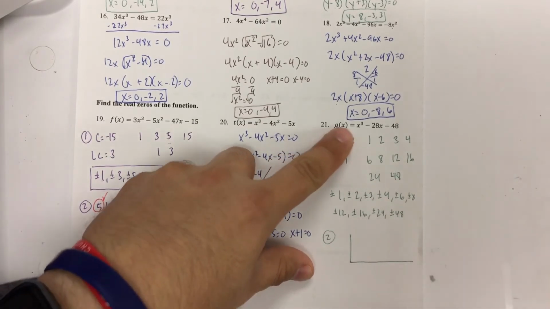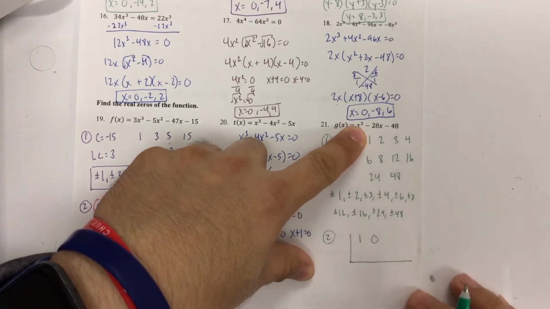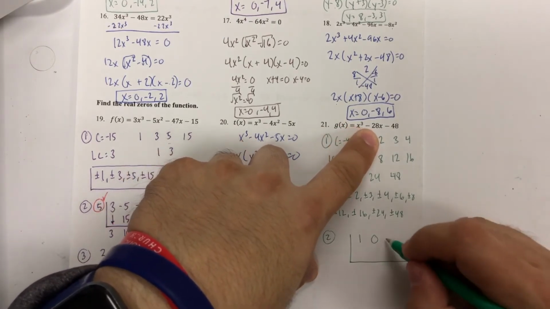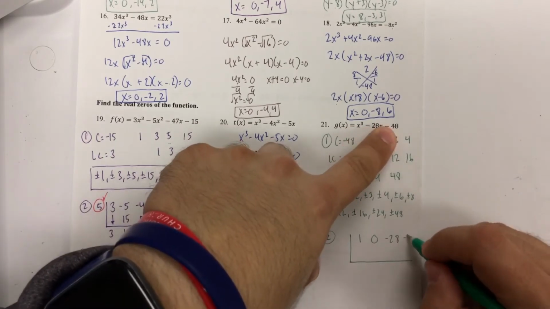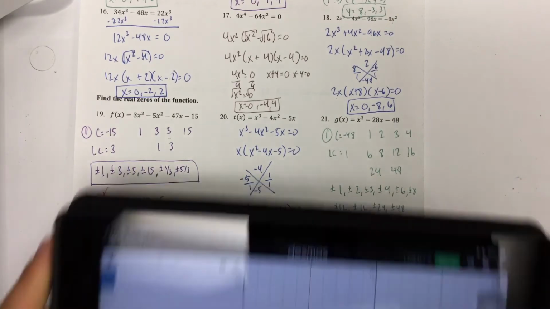So I'll get this started right now. So x cubed is 1. There is no x squared, so we know we have to put a 0 in the spot. X is negative 28, and negative 48 is my constant. So let's go ahead and plug this into Desmos, and let's go ahead and find our solution so that we can speed up the process.